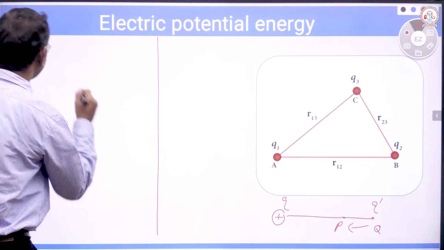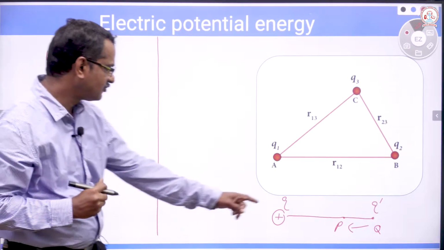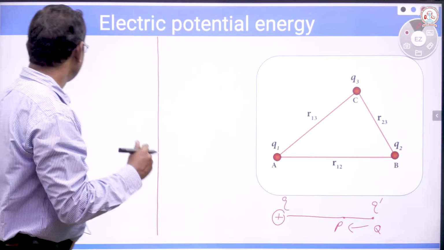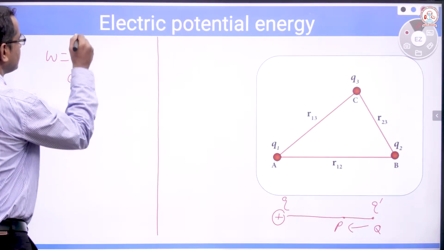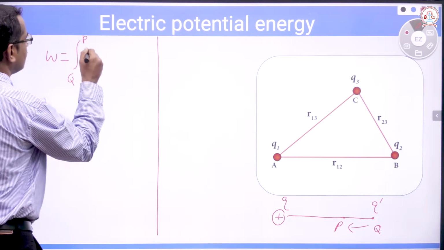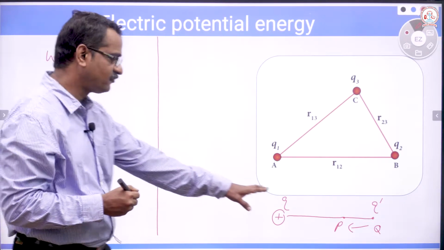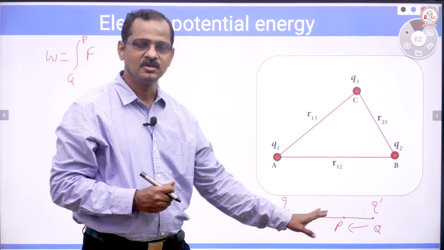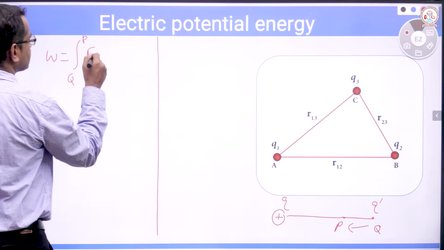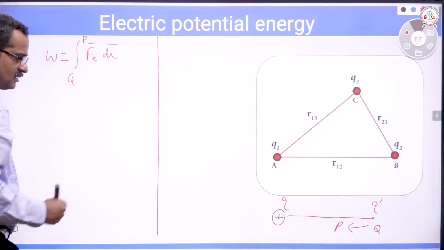Work done is equal to integral. Where are we moving the charge from? We are moving from Q to P. Therefore, work done equals moving the charge from Q to P. We have to do some work against the force. Already there is some force, that is the Coulomb force, isn't it? There must be some external force to move the charge. That external force, and dr is the distance there.